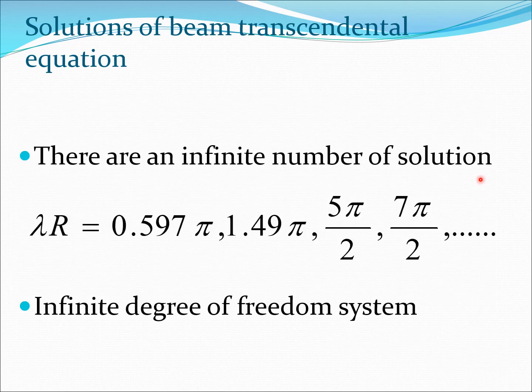So there are an infinite number of solutions which are given as follows. 0.597 pi, 1.49 pi, 5 pi by 2, 7 pi by 2, and so on. So this is a system with an infinite degree of freedom. That's different from a typical spring mass system we saw before, which all had finite degrees of freedom. So these are continuous systems with an infinite number of degrees of freedom.